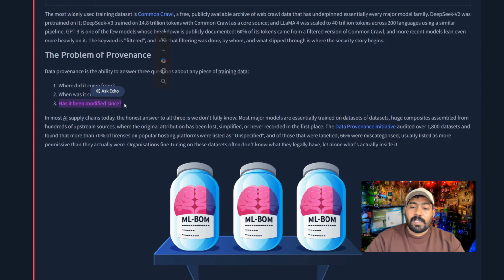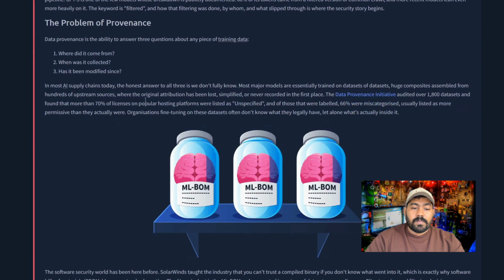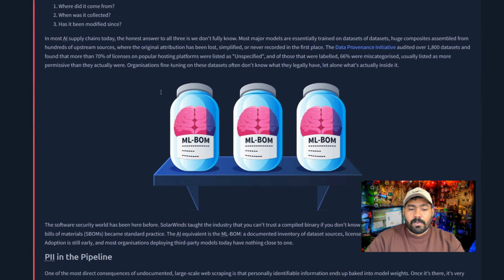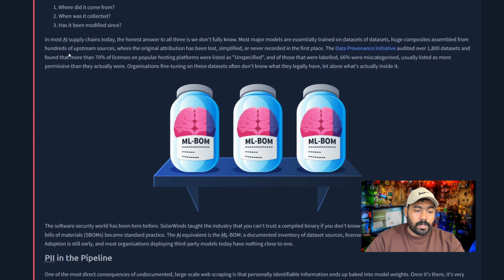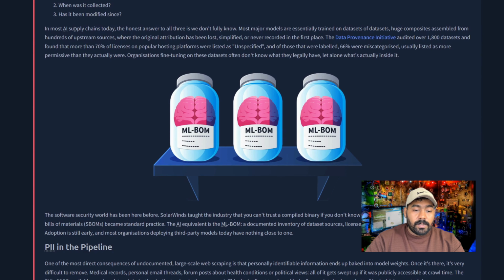Third one is: has it been modified since? And the honest answer for most models, let's look into it. In most AI supply chains today, the honest answer to all three is we don't know, or we don't fully know. So the room references an audit.